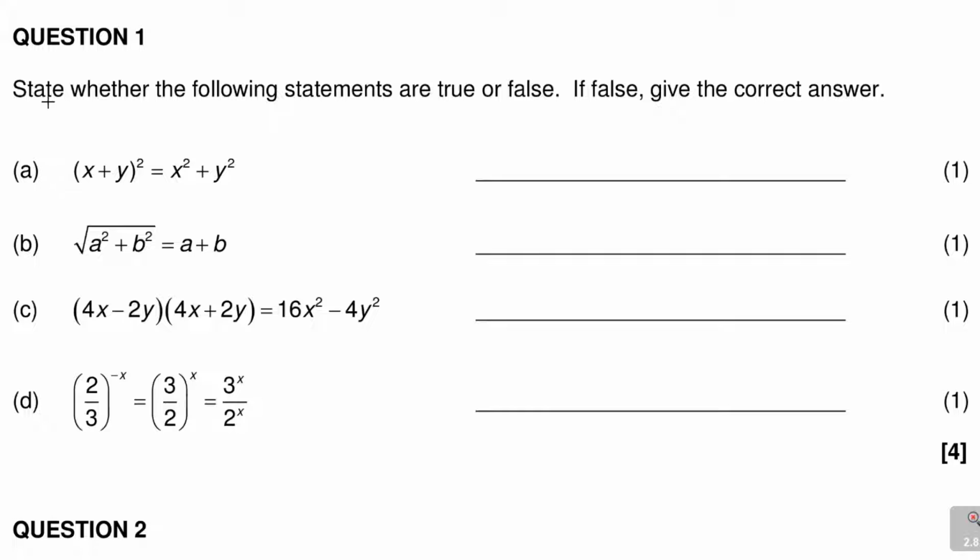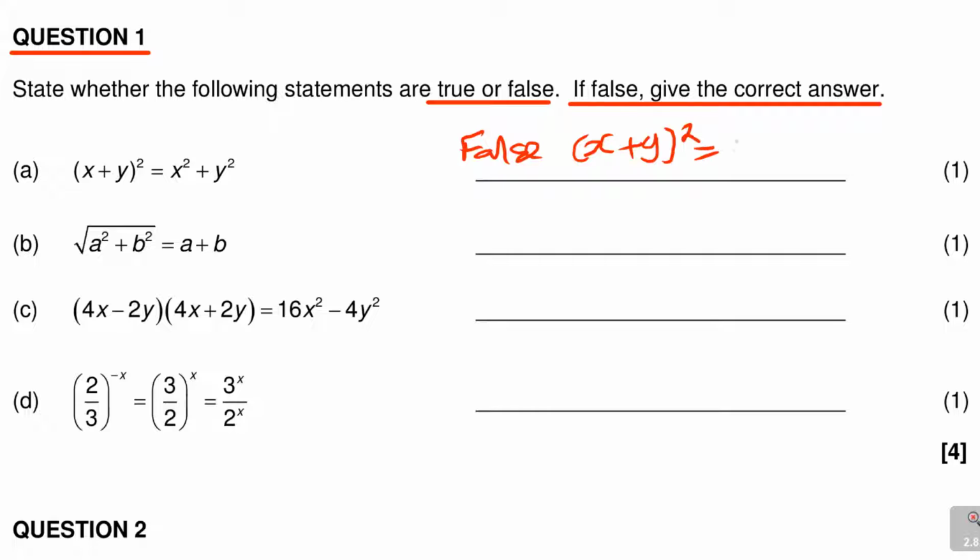Question number 1. Let's just quickly go through this. State whether the following statements are true or false. If false, give the correct answer. Okay, 1 mark. This statement, (x plus y) squared, is a false statement, and students are always tempted to say it's x squared plus y squared. This is a false statement. Why? Because (x plus y) squared is equal to twice. Don't forget this. It's (x plus y) and (x plus y).